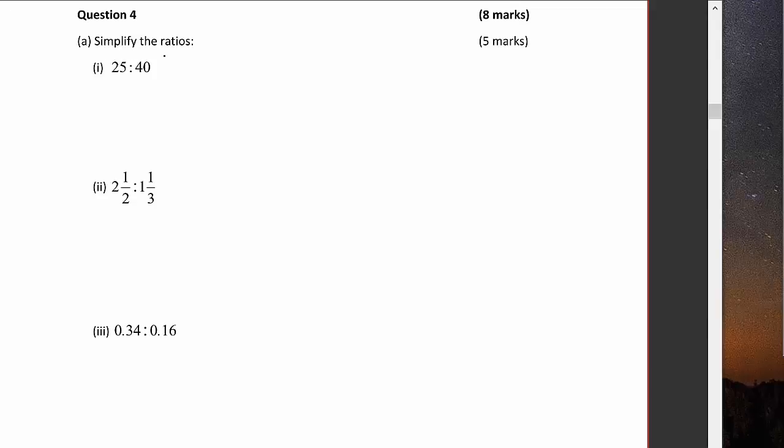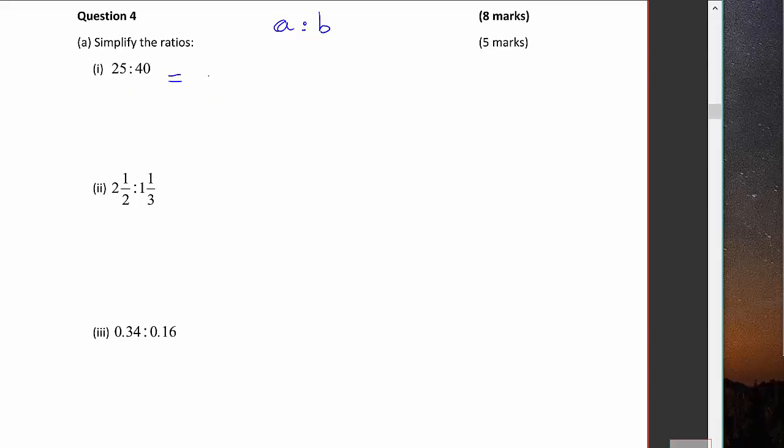Now we want to simplify these ratios. Now what do I mean by a simplified ratio? Well, a simplified ratio would be of the form a to b. A and b both need to be integers, i.e. they both need to be whole numbers. They can't be fractions, they can't be decimals. And they must have no common factors. So we can't have, for example, 3 and 6 because they have a common factor of 3.